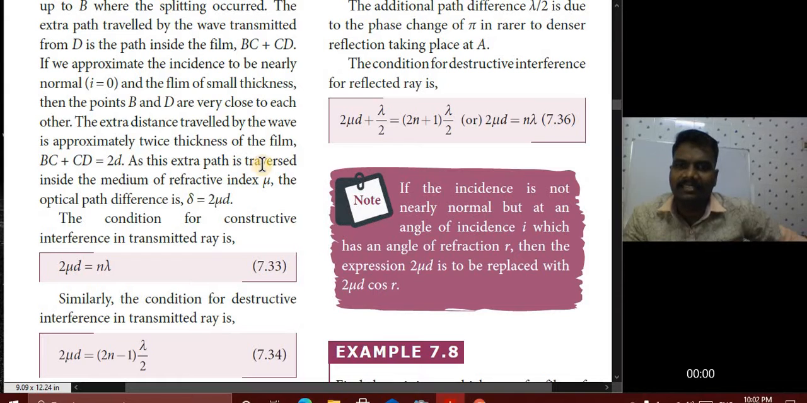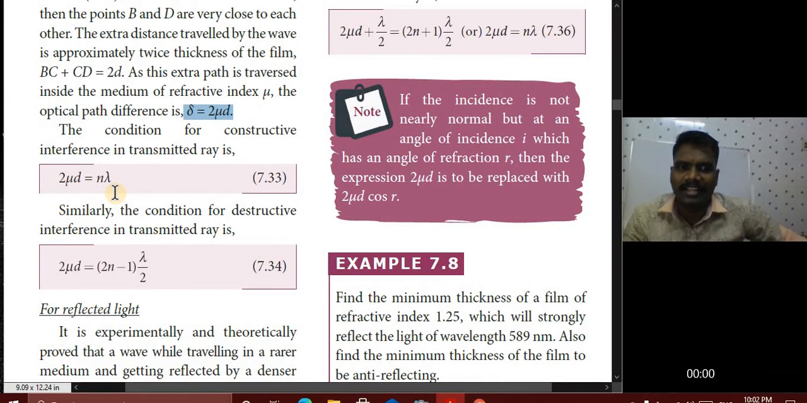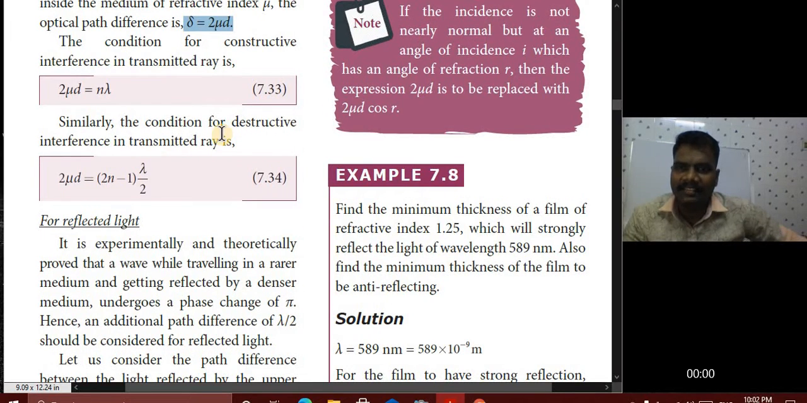As this extra path is traveled inside the medium of refractive index mu, the optical path difference del is equal to 2 mu d. This is a very important formula, children. Please note it down. Del, path difference, is equal to 2 mu d for interference in thin film. The condition for constructive interference in transmitted ray is 2 mu d is equal to n lambda. Similarly, the condition for destructive interference in transmitted ray is 2 mu d is equal to (2n minus 1) lambda by 2.